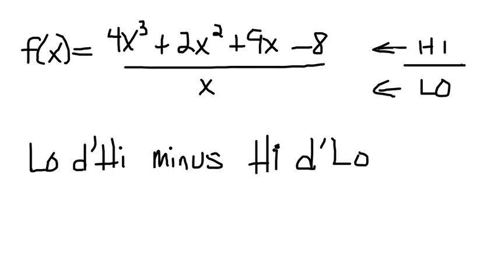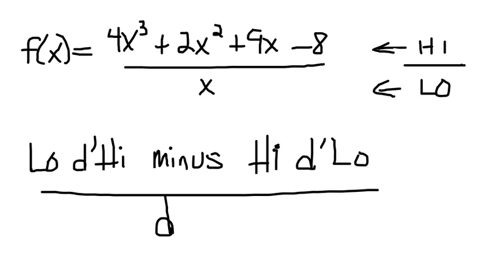So what I have for you is a little rhyme that I learned when I was a senior in high school, and it stuck with me to this day to help you remember how to do this. The rhyme goes like this: low D high minus high D low, and then what we're going to do is draw a line, and down below the squared denominator always must go.